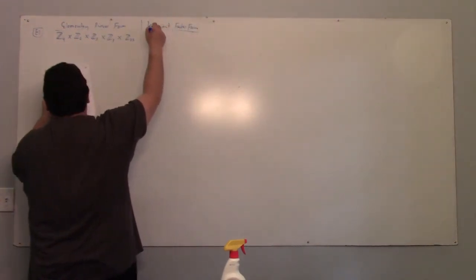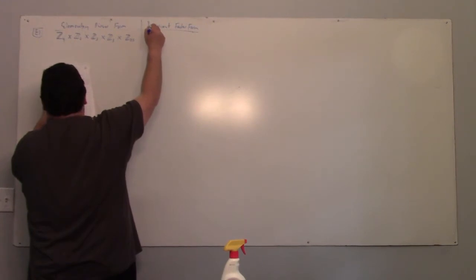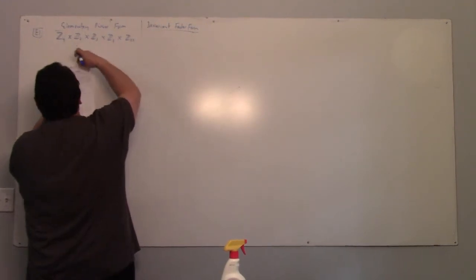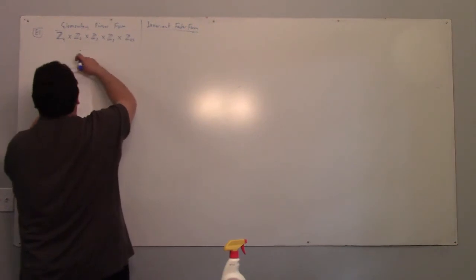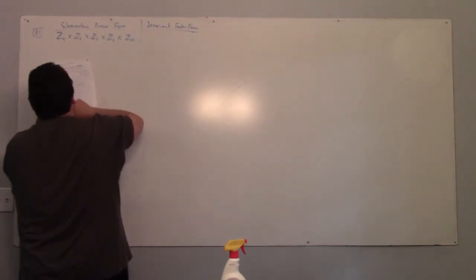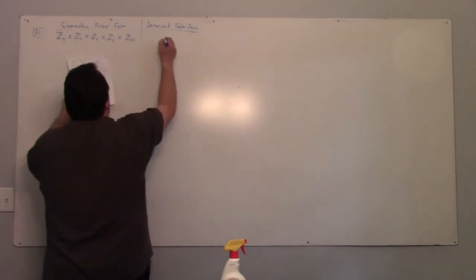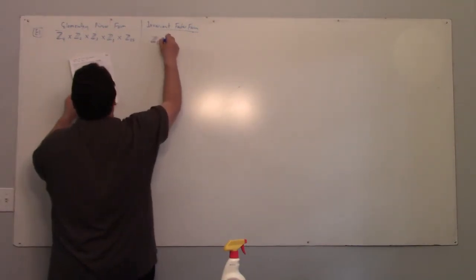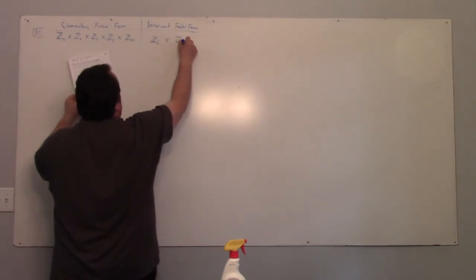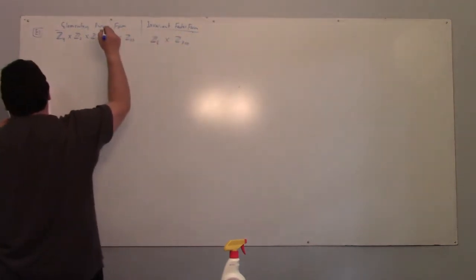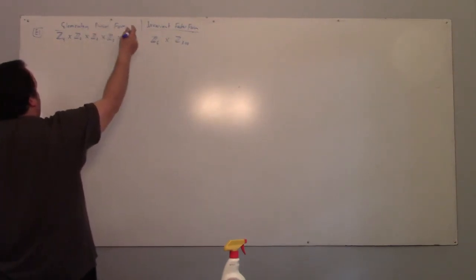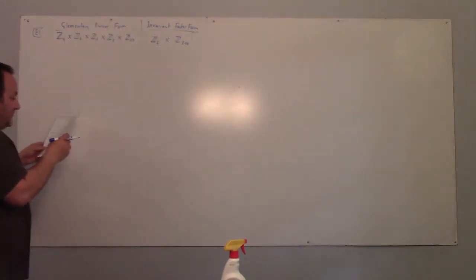Let's see if I can find my place again. What did I just have? 4, 2, 3, 3, 25. So that would be Z6 cross Z300. We were going through cases of the finite abelian groups of order 1800.